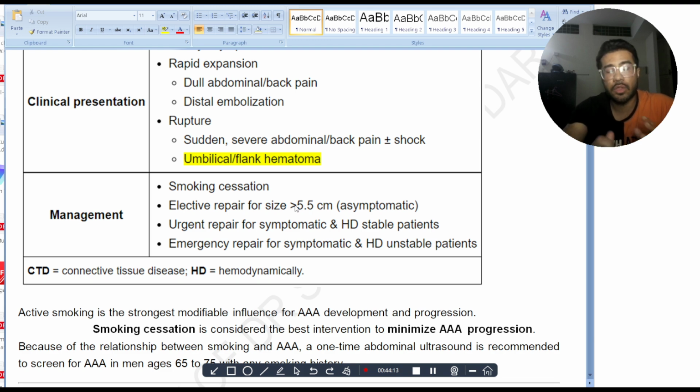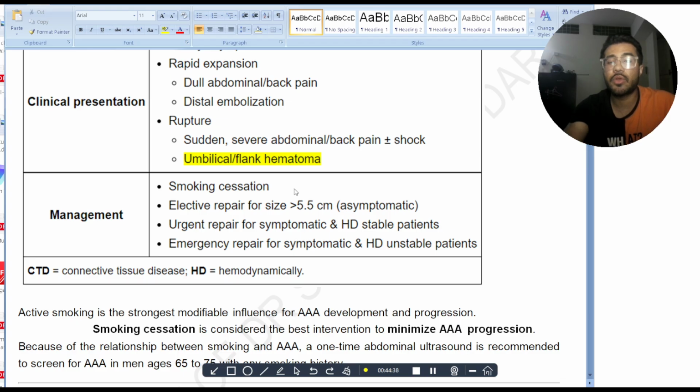They're also going to give you another scenario where the patient is asymptomatic, comes and you do a screening and the size is 5.5 centimeter, and they're going to ask you what is the next best step. Observe the patient. So this is what you do for the unstable type, urgent repair for symptomatic, and hemodynamically stable patients. I told you about the CT and abdominal ultrasound thing.